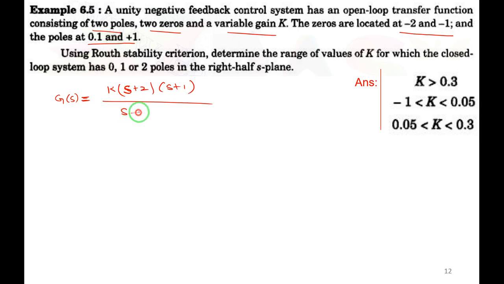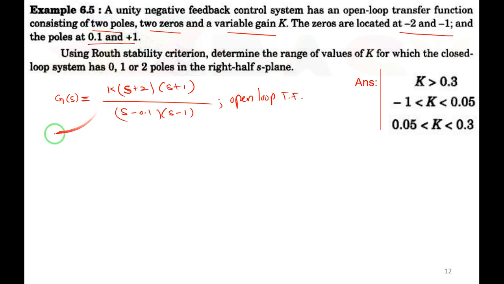And the poles are located at this. So s minus 0.1, because 0.1, and s minus 1. Equate the denominator to 0 and you get the poles: s minus 0.1 equal to 0 means s equal to 0.1, and s minus 1 equal to 0 means s equal to plus 1. These are the poles. So this is the open loop transfer function. We have to frame it just by reading this.